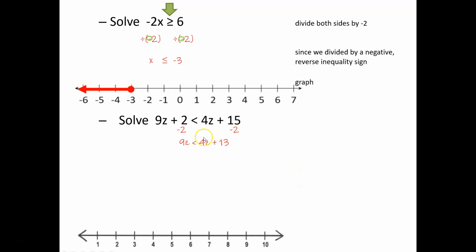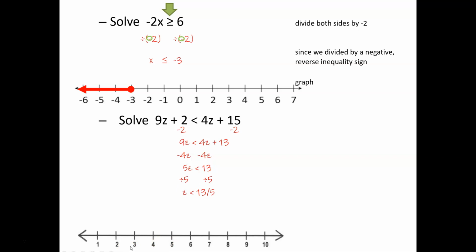So now we have to get rid of this 4z. So we subtract 4z from both sides. And we end up with 5z is less than 13. So far, so good. But then we divide by 5 to get that z all by itself. And we get z is less than 13/5.